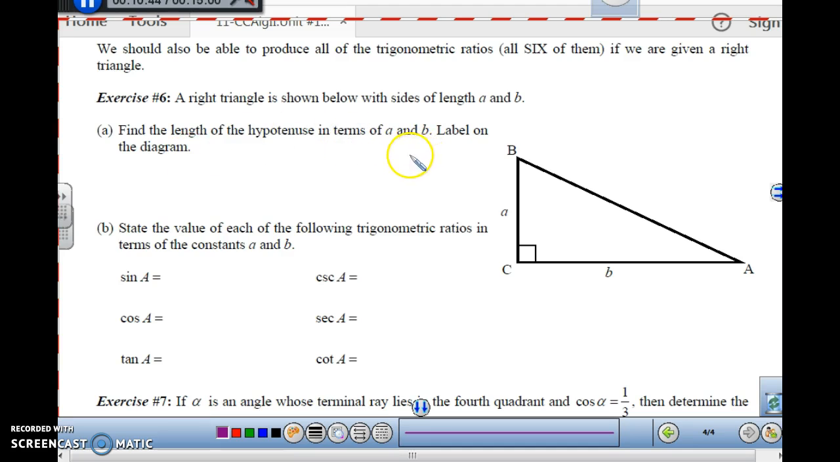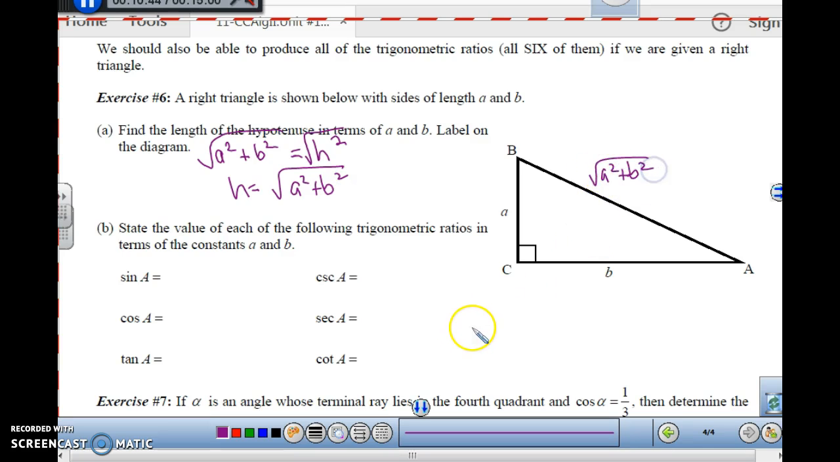Label in the diagram. All right, so for the hypotenuse, we can use the Pythagorean theorem: A squared plus B squared is equal to the hypotenuse squared. So to solve for H, we take the square root of both sides. So H is going to equal the square root of A squared plus B squared. Okay, so they're in terms of A and B. That's what we have. All right, so state the value of each of the following trig ratios in terms of the constants A and B.